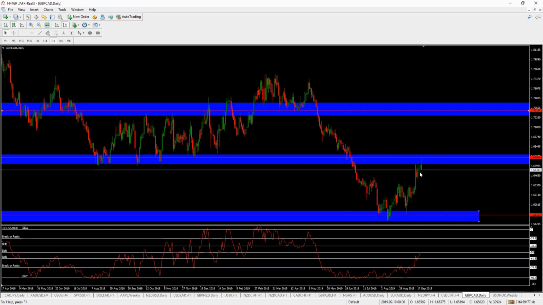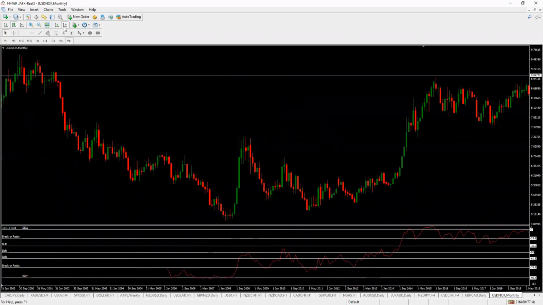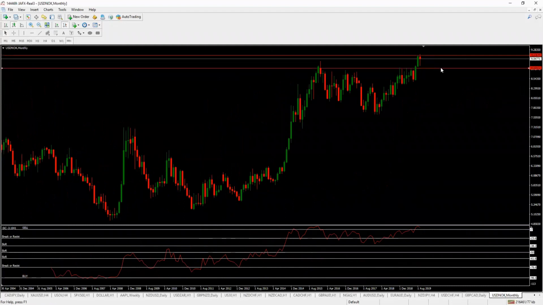But what I'm just seeing is a slight pullback and a continuation up, okay? Now, let's go up to the USD NOK. I'm gonna plot out these levels on the monthly. We're very high up there, right? Very, very high up here.